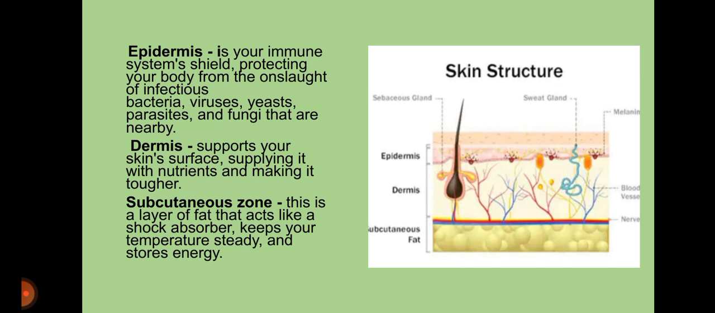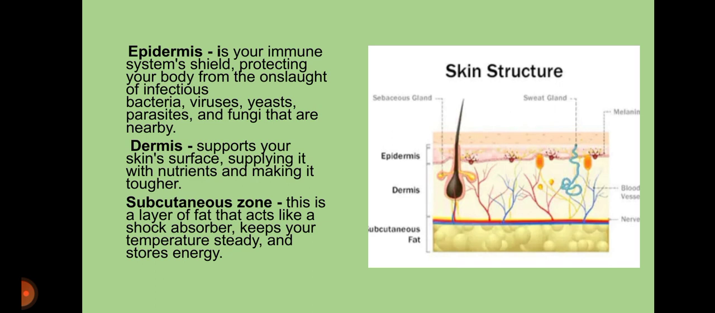So as you see in the diagram, there are different layers of our skin. Our skin is our first line of defense against infection, and the many layers of skin provide different types of protection. The first layer, known as the epidermis, is your immune system shield, protecting your body from the onslaught of infectious bacteria, viruses, yeast, parasites, and fungi that are nearby.